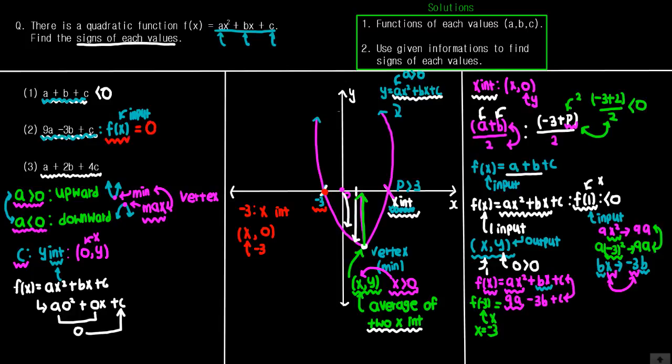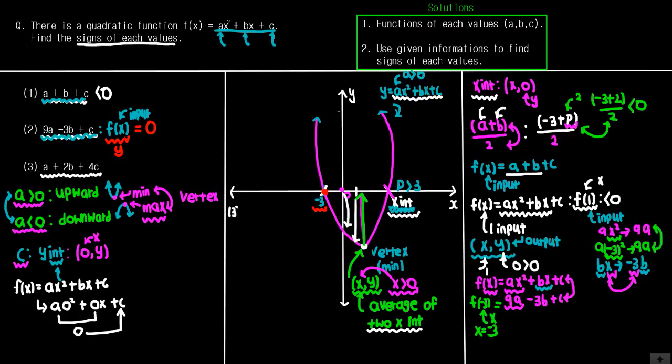And we need to remember that f of x is equal to y, which is our output of our function. Our y value when the x value is negative 3 is equal to 0. So we can say that our y value is exactly the same thing as 0. So let's do the next one, which is a plus 2b plus 4c.